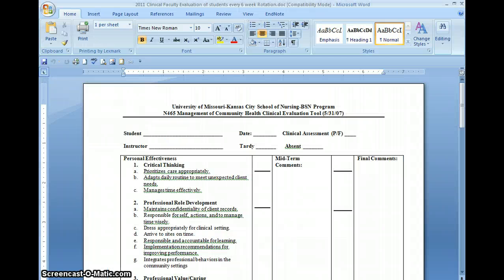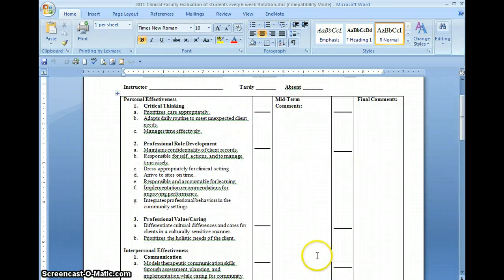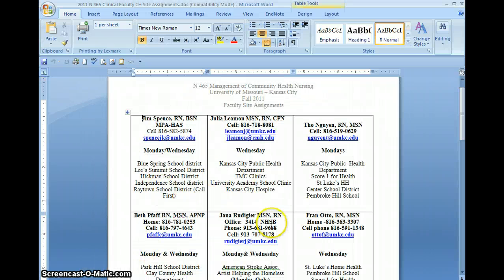This is the tool that you'll be using to evaluate the student's clinical performance at midterm and at the final. I actually put some extras in your notebook, so that you can have them if you like to have them computerized. They're also on Blackboard for your ability to do them computerized. The clinical faculty assignments, I'll post those tonight before I go home, so you can look at those.